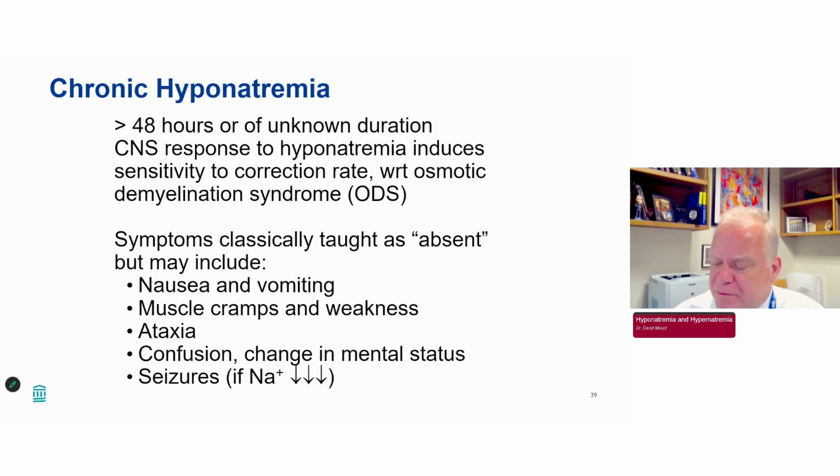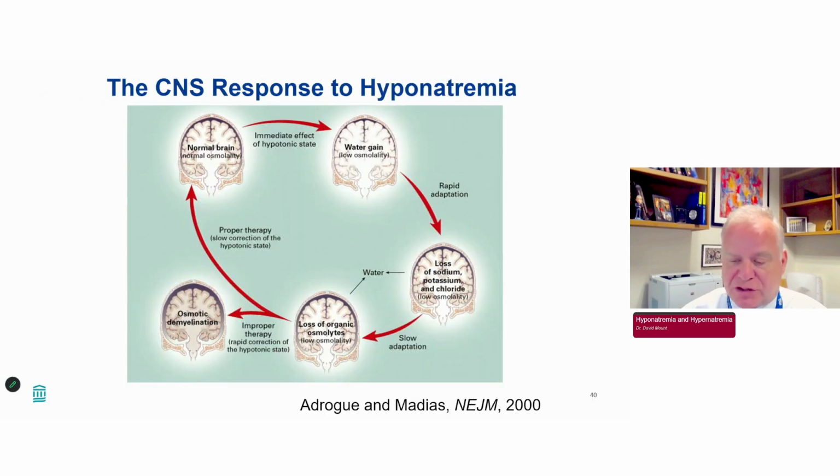However, many generations of med students have been taught that the symptoms in chronic hyponatremia are absent, but they may include nausea and vomiting. They may have muscle cramps and weakness. They may have ataxia and they may fall. They can have confusion, change in mental status. Observe that patient who clearly had chronic hyponatremia from his beer potomania, who is obtunded, and they can get seizures.